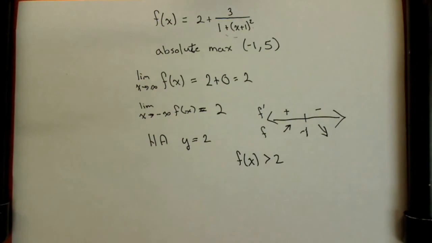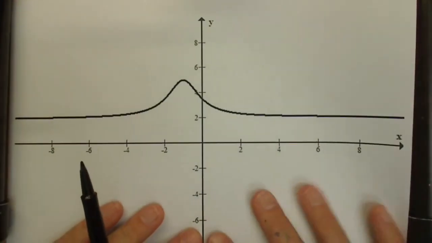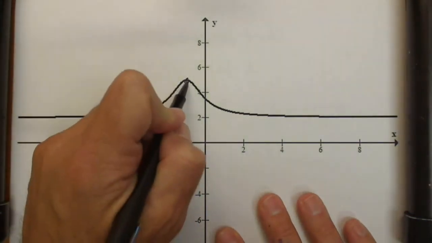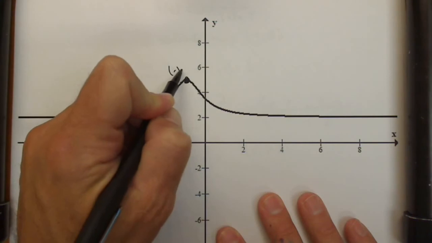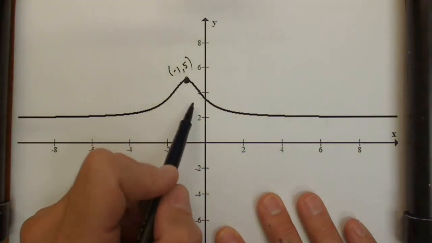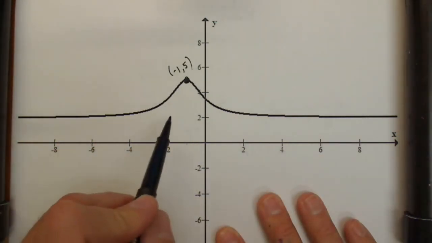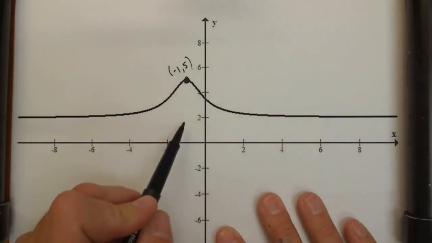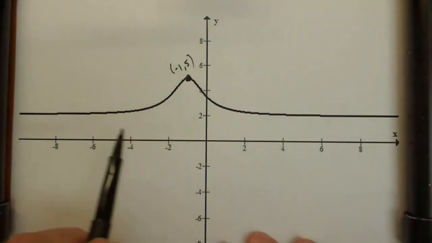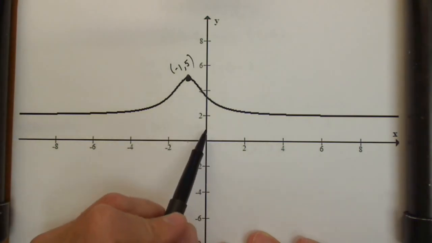So if we take a look at the graph, we'll see that we actually can confirm our findings. Notice here at -1, we got an absolute max at the point (-1, 5). We have no min, and we have a horizontal asymptote at 2 as our function approaches 2 in both directions. So our graph confirms everything that we found via calculus. There's an absolute max, no absolute min for this function.